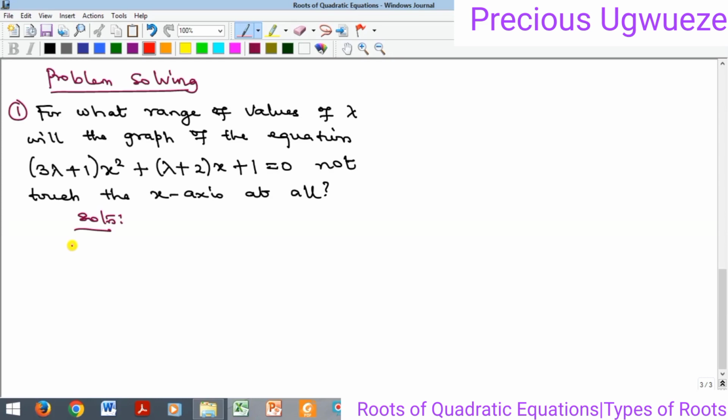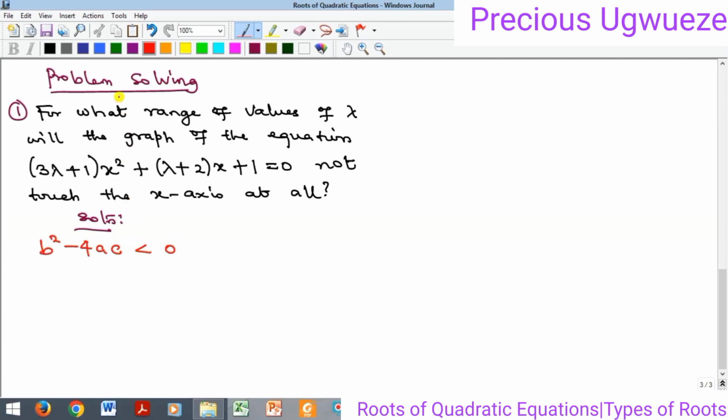All right, so here we have a problem. It says, for what value or range of values of lambda will the graph of this equation not touch the x-axis at all? Okay, so first of all, we have to interpret what we have. For the graph of a quadratic equation not to touch the x-axis, it means that you have a complex root. And then we know the condition for complex root. So we begin by saying, for the graph not to touch the x-axis, it means that b squared minus 4ac must be less than 0.